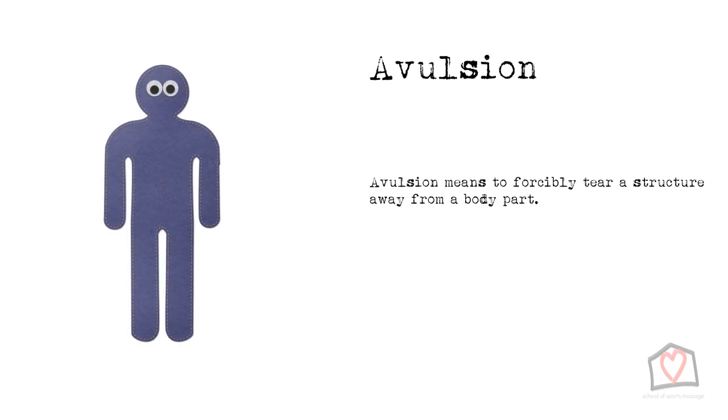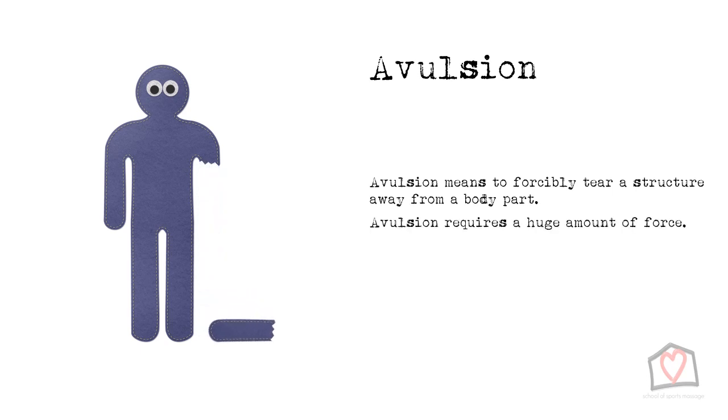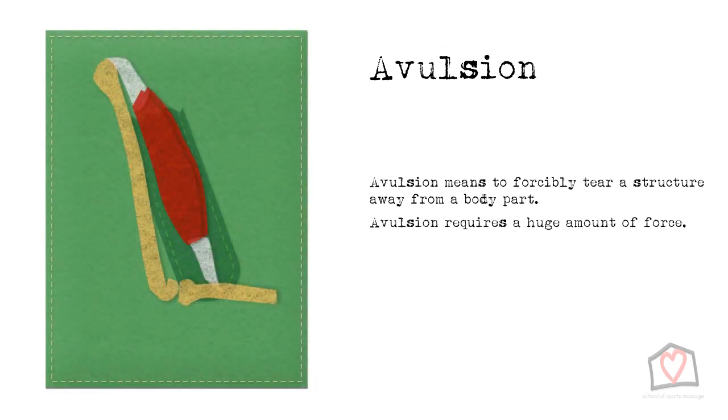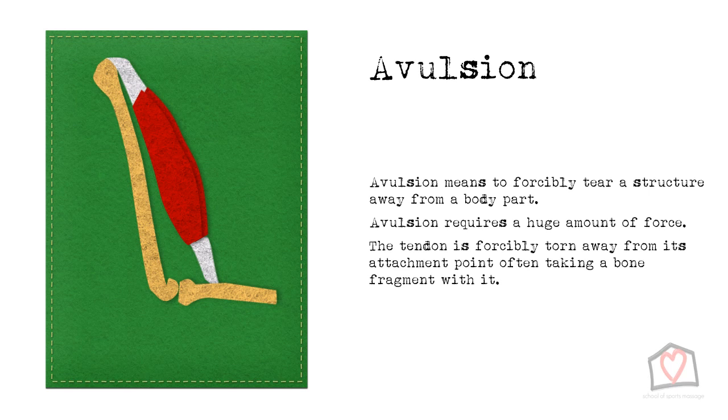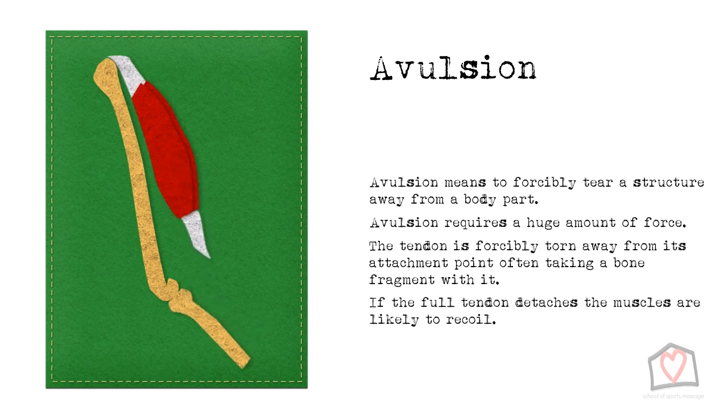Next we have avulsion. This means to forcibly tear a structure away from a body part. It doesn't sound very pleasant, and it isn't. It takes a huge amount of force to do this. This is normally thought of as the tendon being forcibly torn away from its attachment point, and will more than likely take a bone fragment with it. If the full tendon comes away, then it and the muscle are likely to recoil.